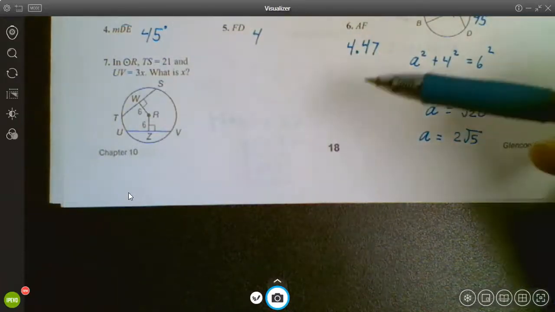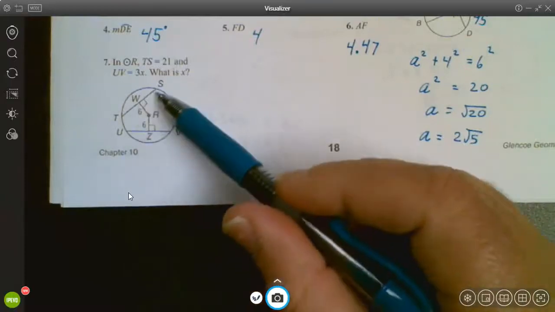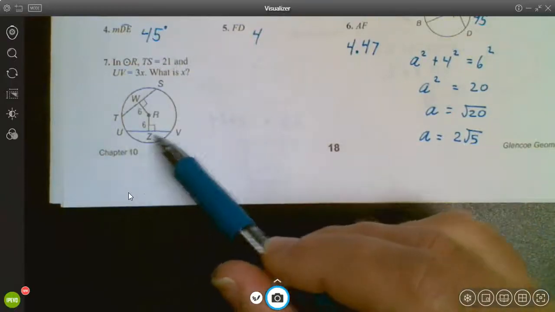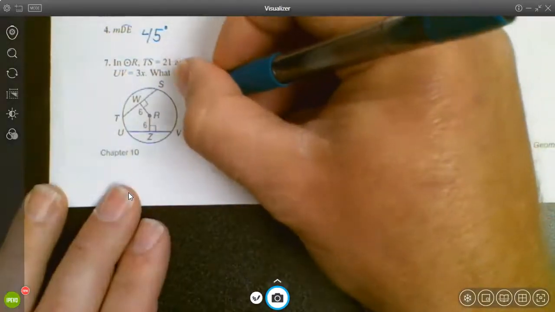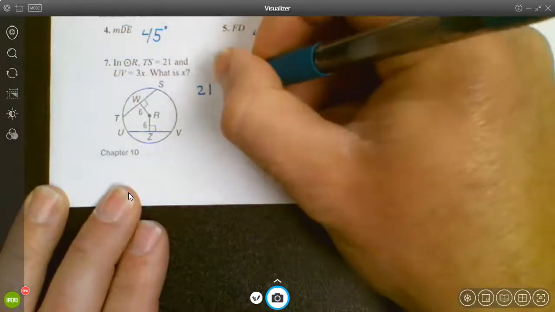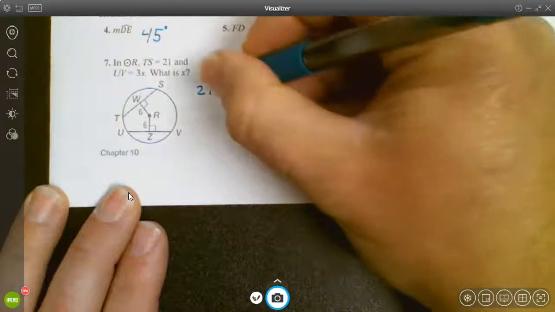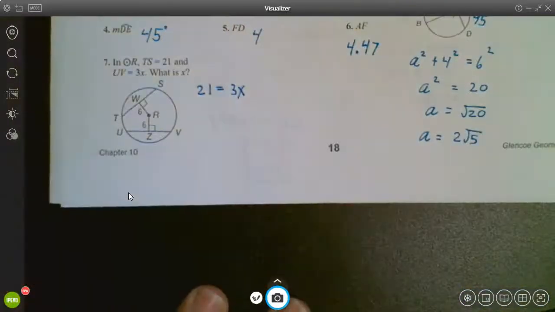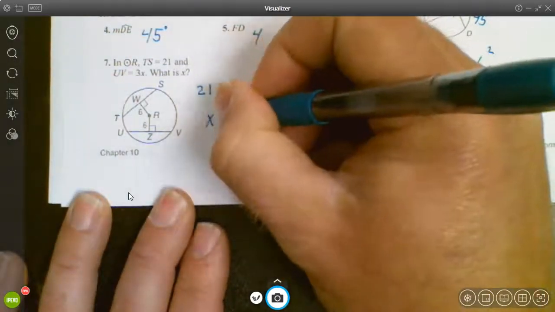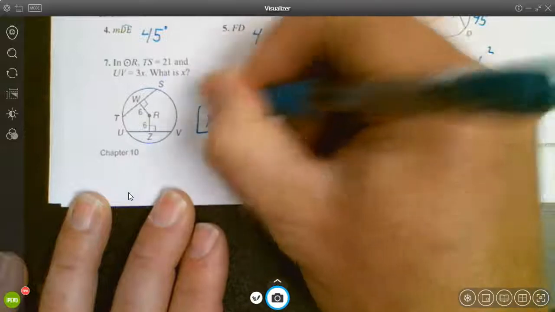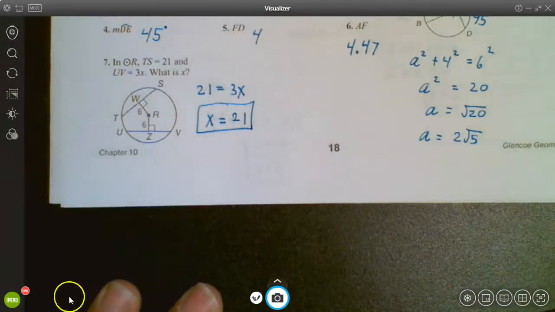So that tells me that TS has to be equal to UV. So they said TS is 21. They said UV is 3x. Those guys have to be equal since they are the same distance from the center of the circle. So if I divide both sides by 3, we figure out that x is 7. All right, that's going to do it for 10.3.